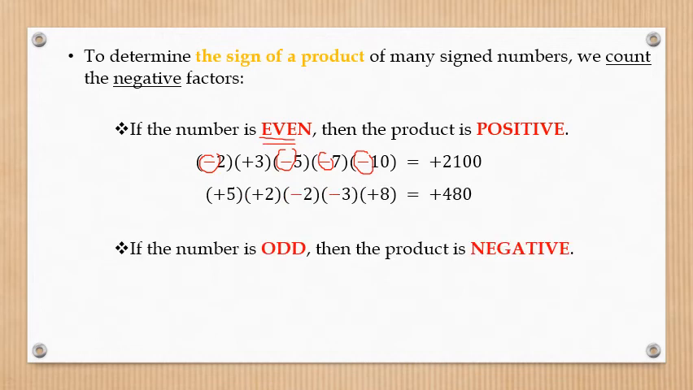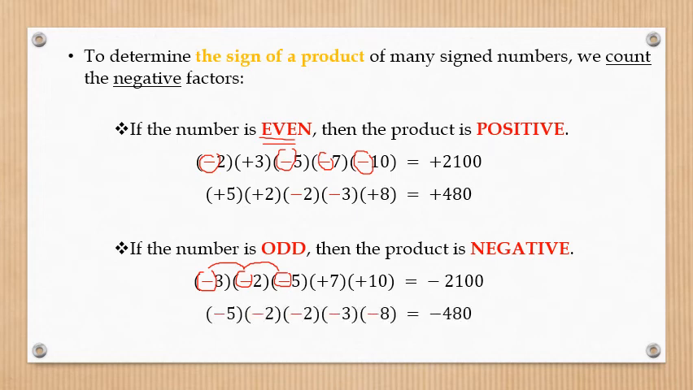If the number is odd, then the product is negative. For example, here, how many negative numbers do I have? 1, 2, 3. Why is it negative? Since minus times minus is plus, and plus times minus is minus. If the number of negative signs is odd, then the product is negative.